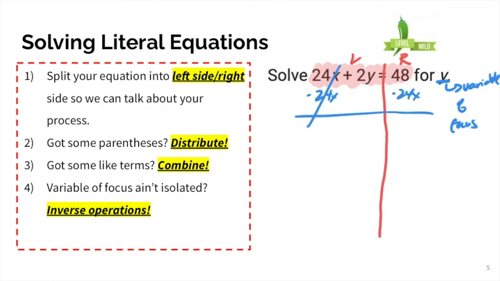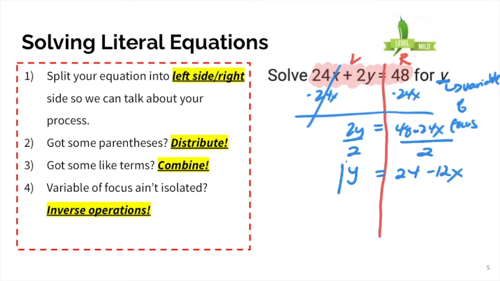When I do that, this cancels. I'm left with 2y equals 48 minus 24x. Now, I don't combine these because they're not like terms, so I just write it out, 48 minus 24x. Great. Now I want to just divide by 2, so I'm going to divide the whole right-hand side by 2. I get y equals 48 divided by 2 is 24, and negative 24x divided by 2 is minus 12x. So this would be my literal equation rewritten and solved for y. I know that I'm done because my y, my variable of focus, is actually isolated completely.